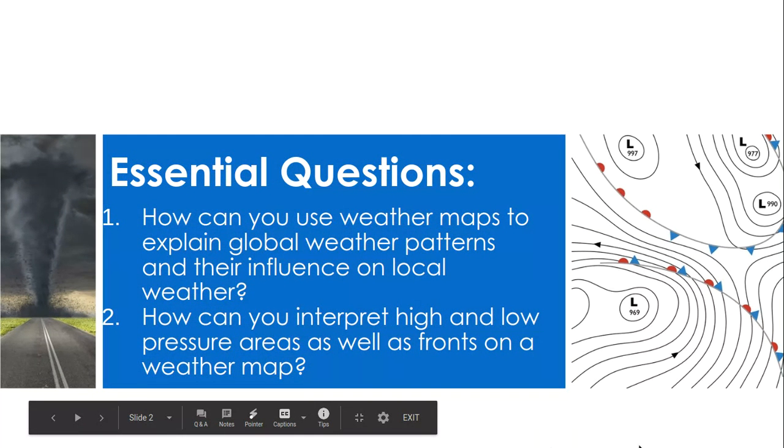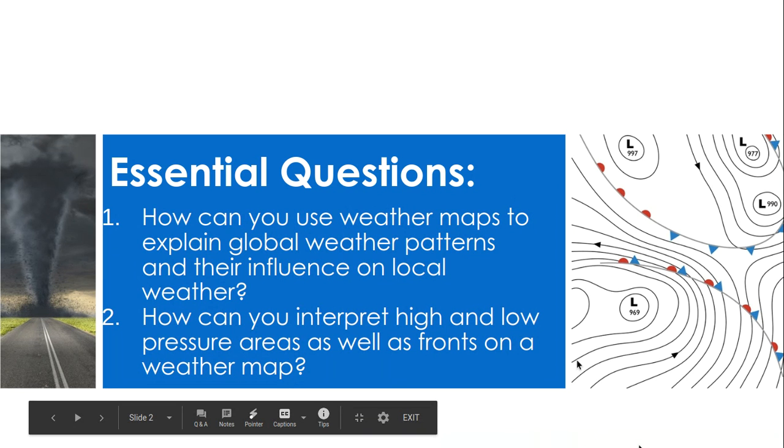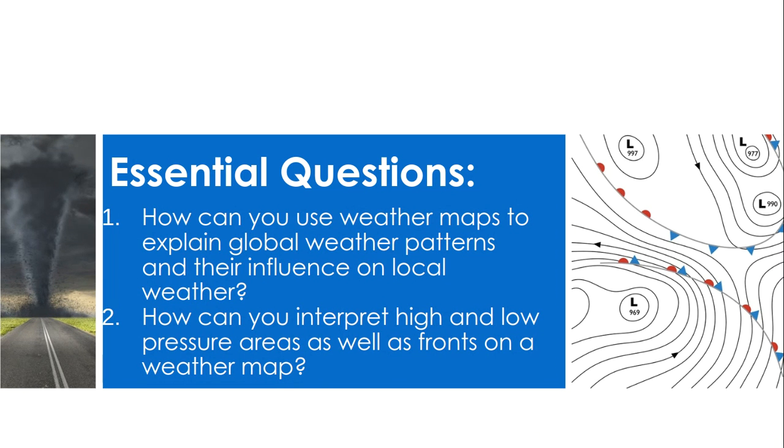So, we're going to look at weather maps and the patterns that we see, and how that influences the weather that we have here in Canyon City or in other local places. And then how can you interpret high and low pressure areas as well as fronts on a weather map? So being able to identify and interpret those fronts on a weather map.